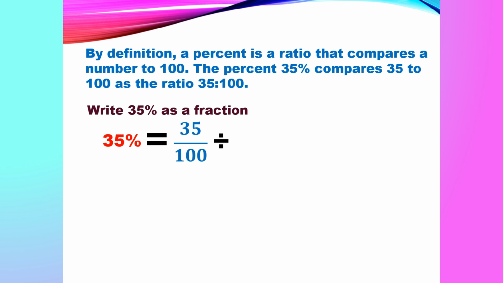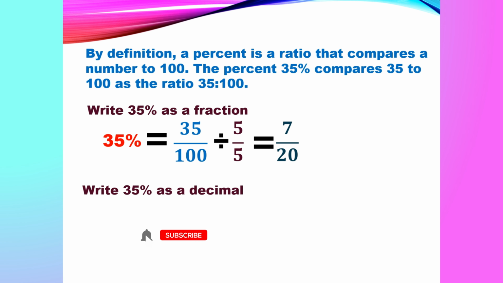We need to put it in simplest form. Let's think of the GCF of 35 and 100. The GCF is 5, so we divide by 5. 35 divided by 5 gives us 7. 100 divided by 5 gives us 20. So 35% as a fraction in simplest form is 7 out of 20.